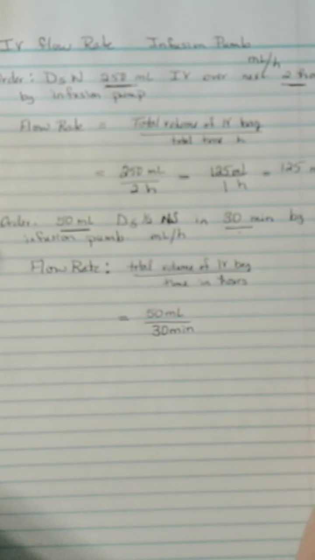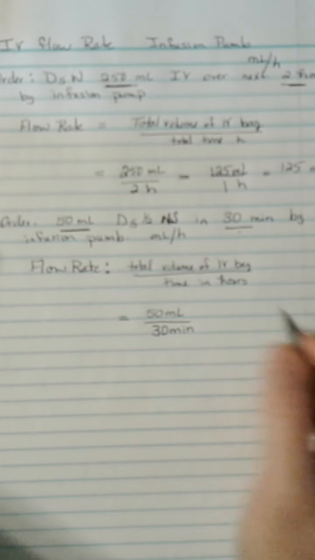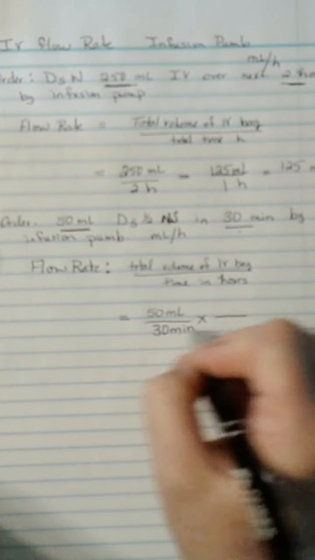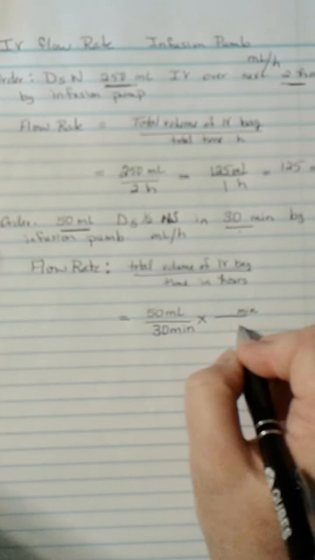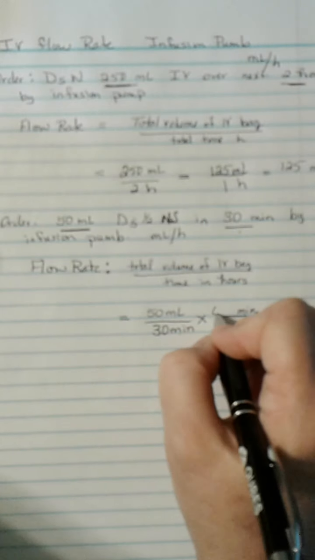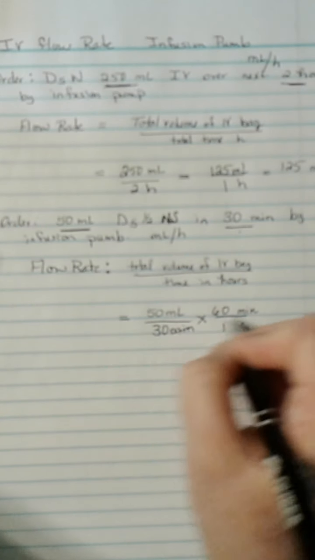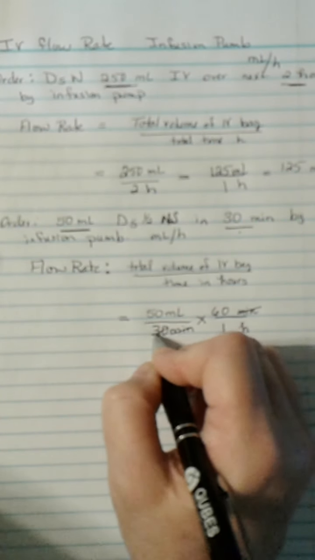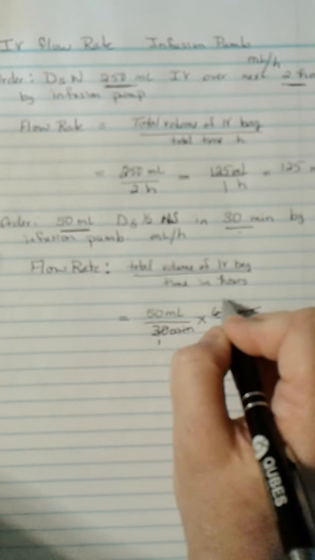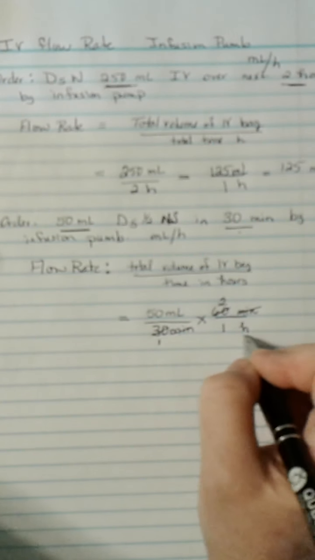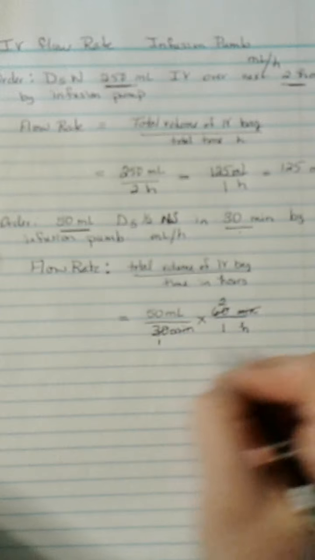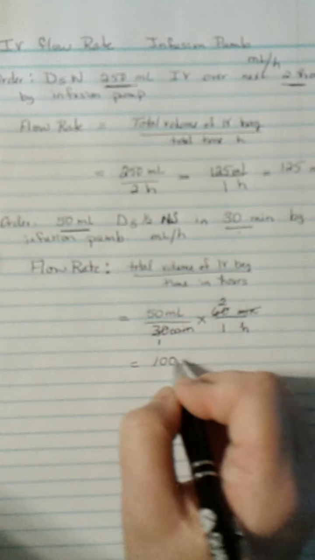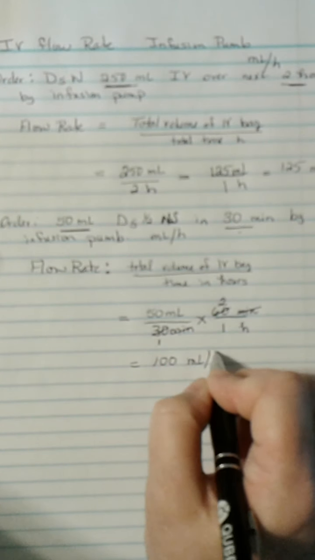Alright, so I've got volume over time, but I need my time to be in hours. So I have to convert it. Minutes is on the bottom, so minutes has to be on top, and hours on the bottom. There's 60 minutes in 1 hour. So that's going to cancel. 30 goes into 30 one time, 30 goes into 60 two times. So the only thing I have on the bottom is hour. So I have 50 times 2, which gives me 100 milliliters per hour.